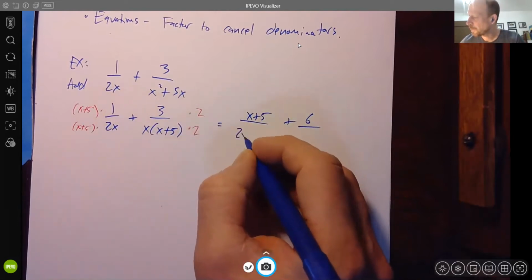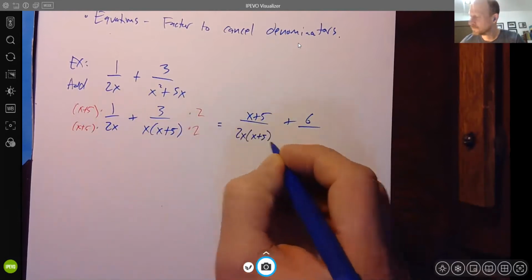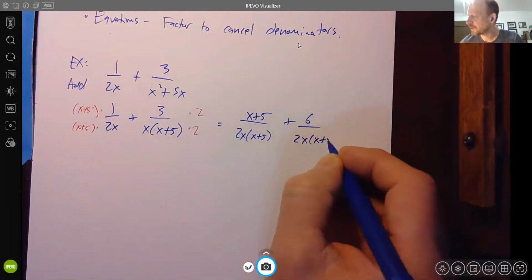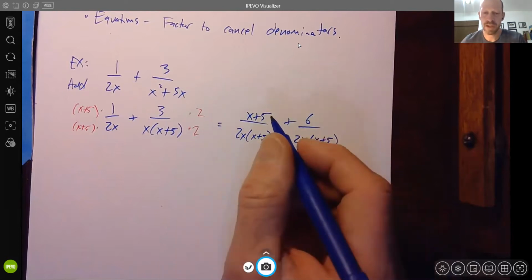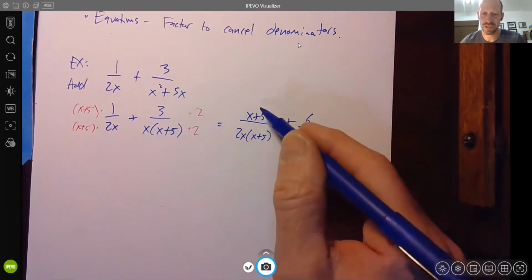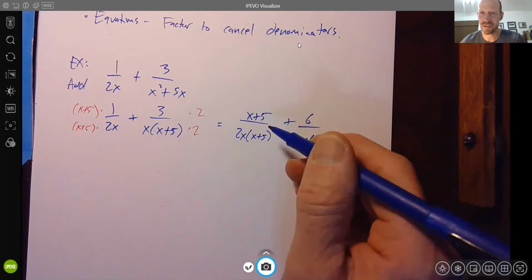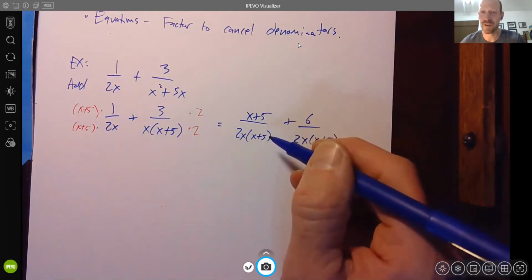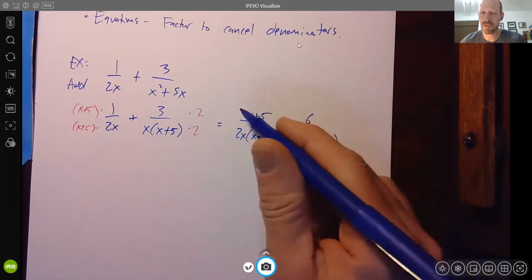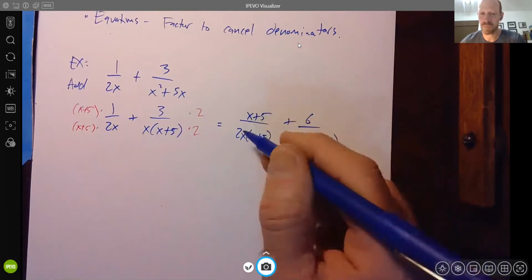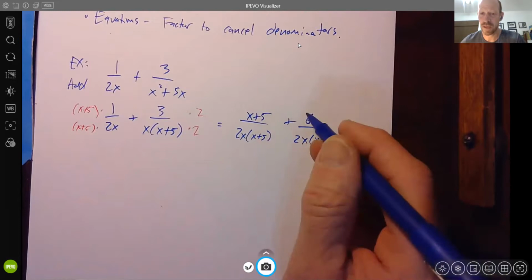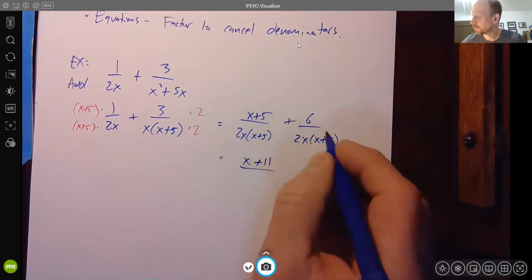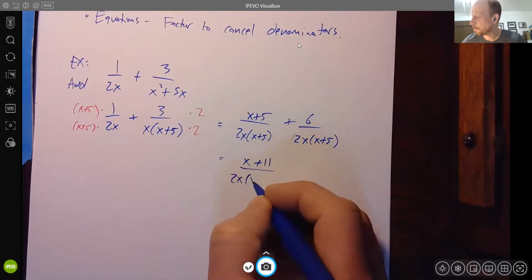I sometimes won't write this denominator out, but I just want to make sure you don't cancel here, right? You did all this work to get the common denominator. You don't cancel it out now. We're getting the common denominator so that we can add these together, right? Because these are now the same, I can add those. I get x plus 11 over this denominator.